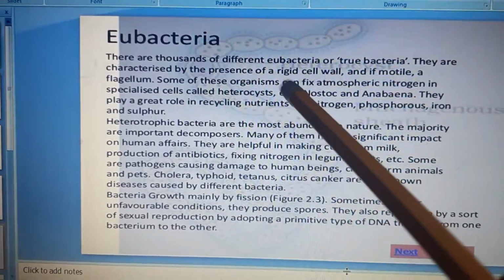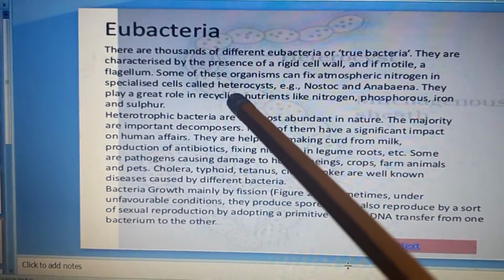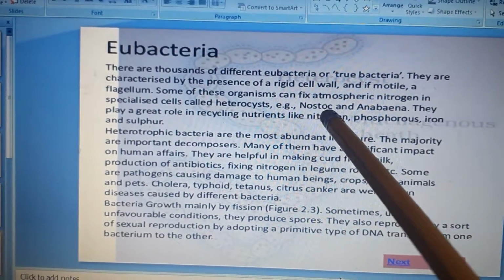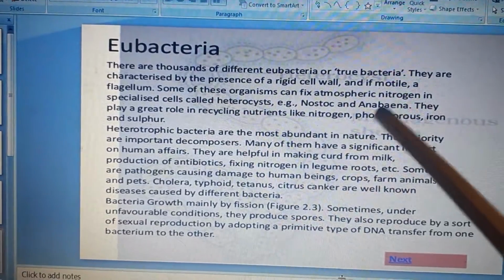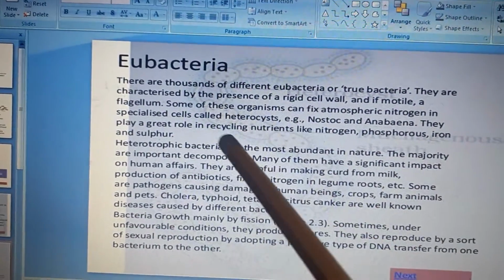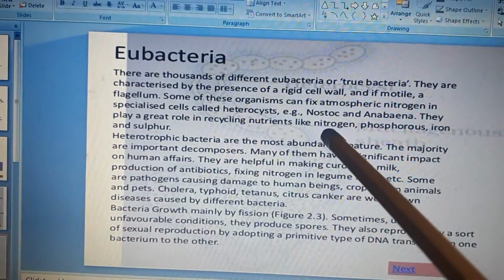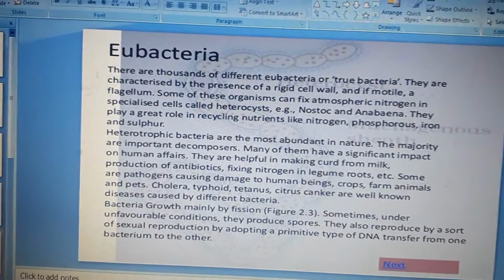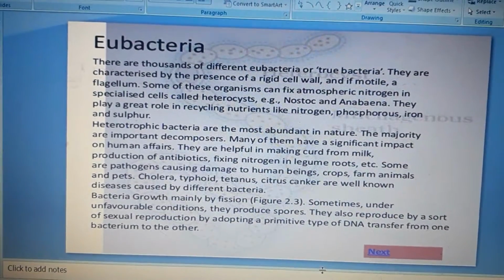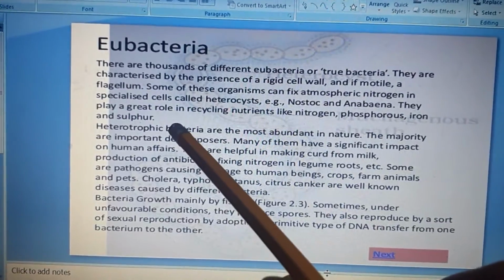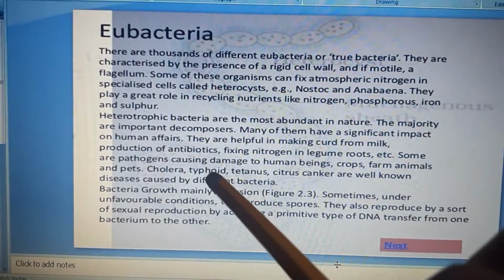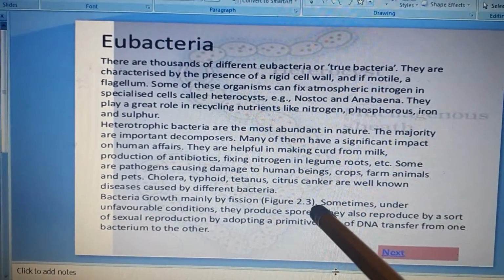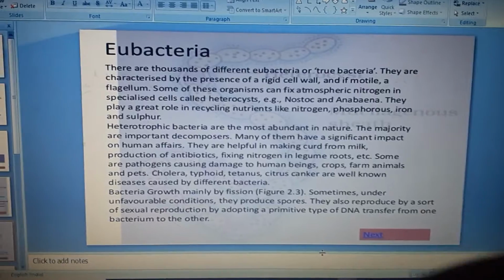This is important. These specialized cells, known as heterocysts, fix atmospheric nitrogen, and examples are Nostoc or Anabaena. So they play a great and vital role in recycling nutrients like nitrogen, phosphorus, iron, and sulfur. The mode of nutrition is heterotrophic, and they are abundantly found in nature. Most of them are decomposers.